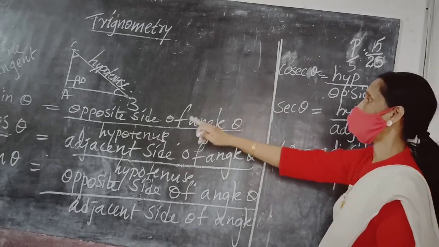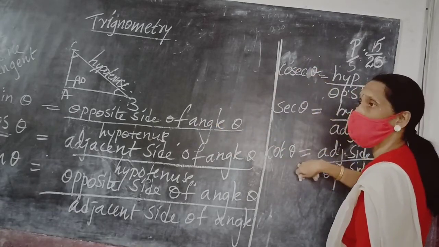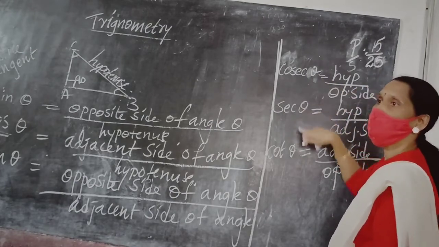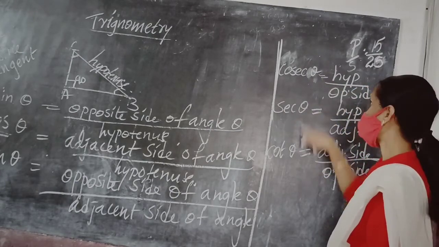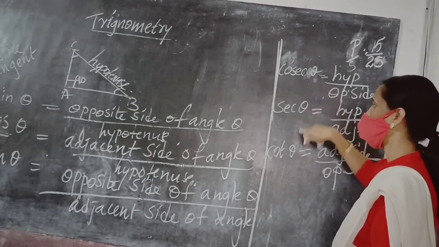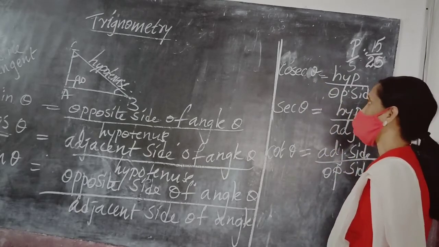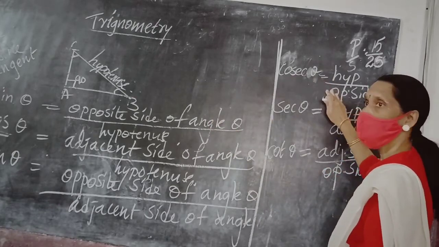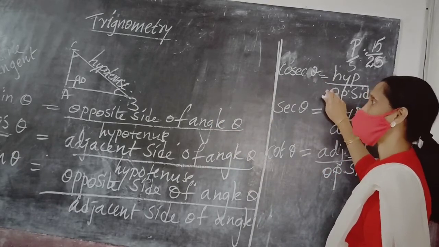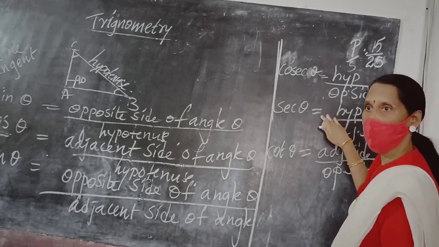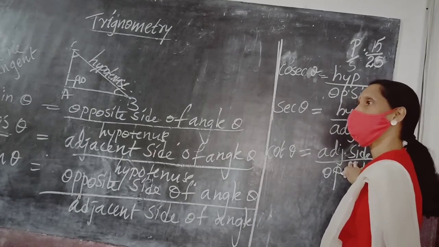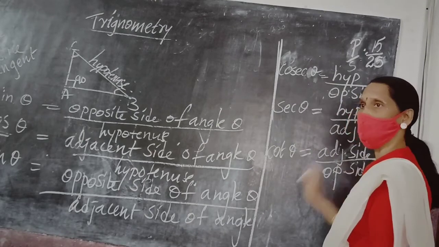Sine, cos, tan, cosec, sec, cot. Cosec means cosecant, secant, cotangent. Actually, it's a short form only: cosec, sec, cot. So we learned sine theta reciprocal is cosec theta, cos theta reciprocal is sec theta, and tan theta reciprocal is cot theta. Okay, now my question.